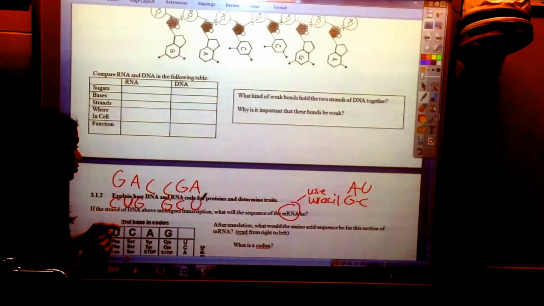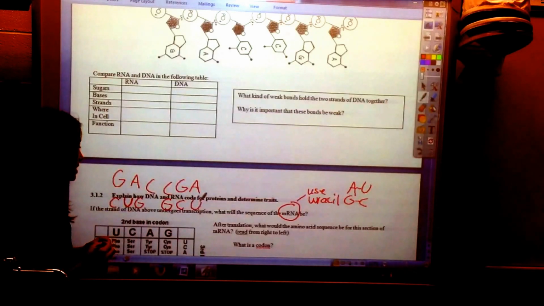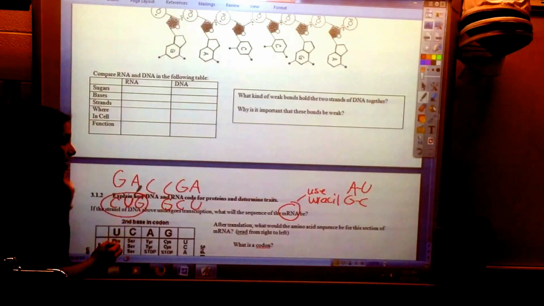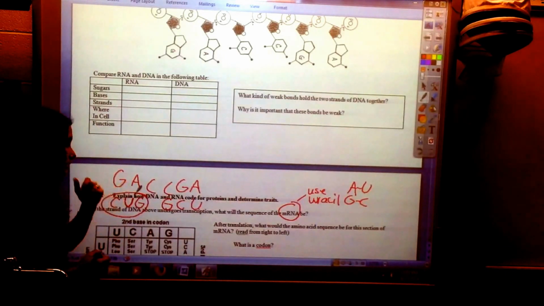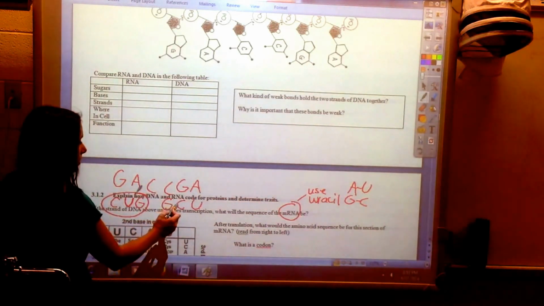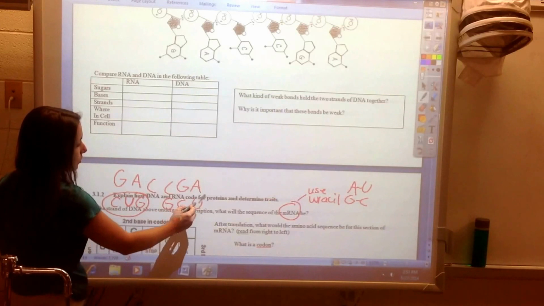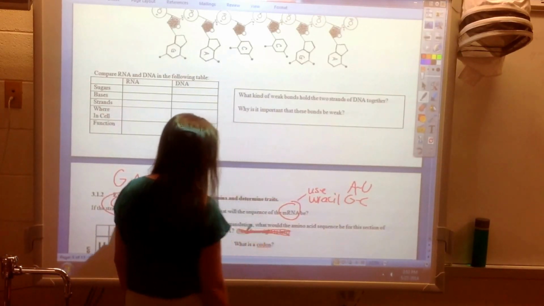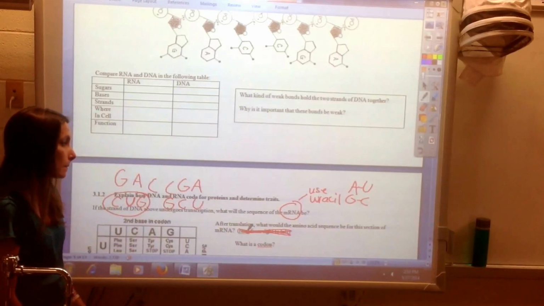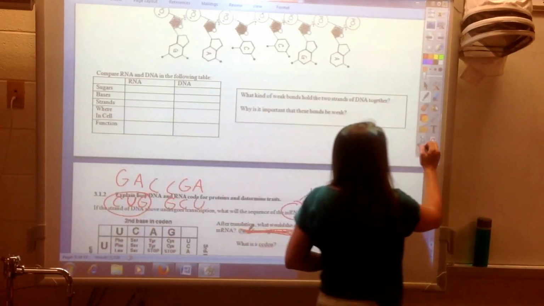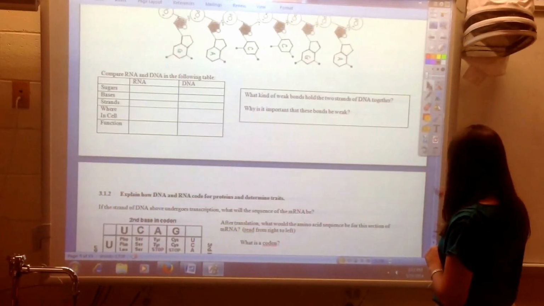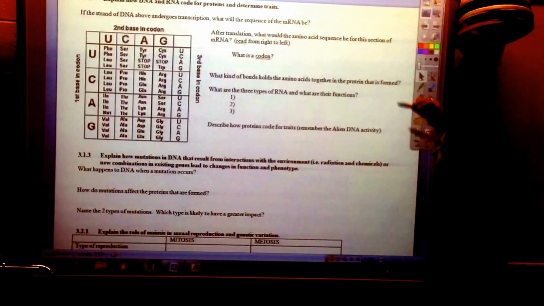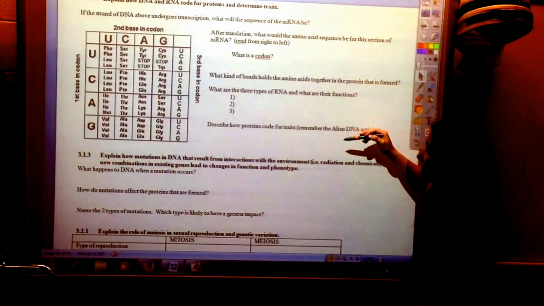After translation, what would the sequence be? So this is where I need to find CUG, and that will give me one amino acid, and then GCU, which will give me the second. Go ahead and cross out this part that says read from right to left. So this is where we're reviewing how we use the DNA code to make a protein. And so you should be able to complete this part.